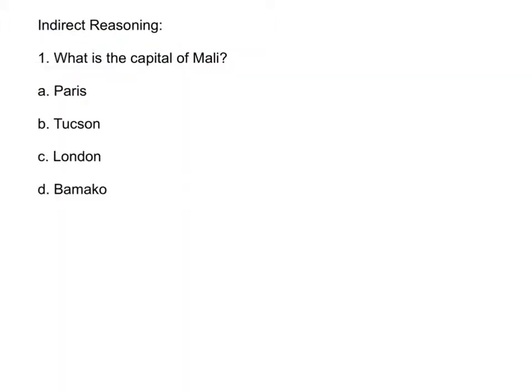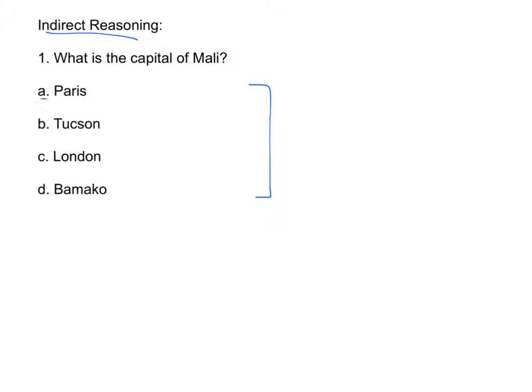So now we're going to do some practice with indirect reasoning, which is directly related to indirect proofs, and this can actually be really helpful even outside of math, so it's a test-taking strategy as well. If we're, for example, given the question, what is the capital of Mali? A lot of people don't know that, but if we're given some answer choices, we can use indirect reasoning to find the right answer. So let's go through these answers and see.